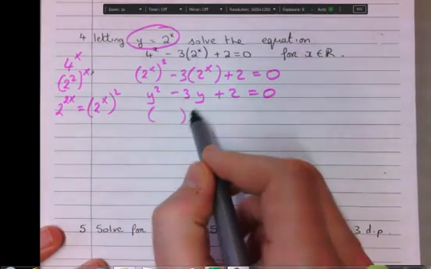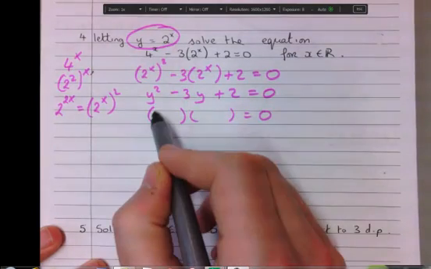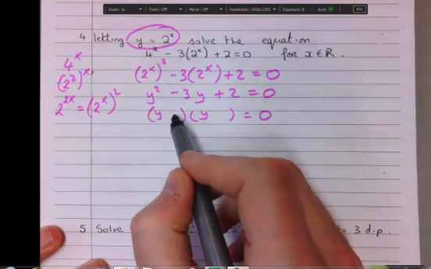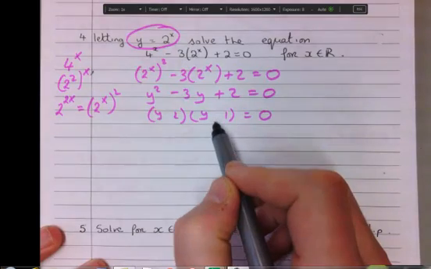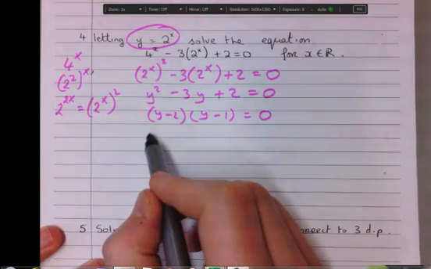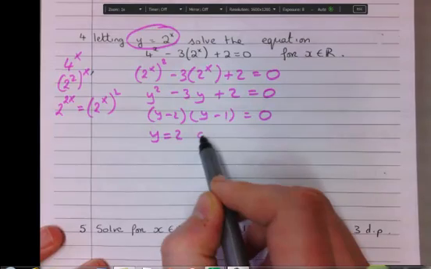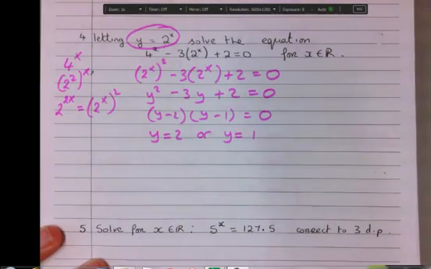I'm going to solve that out via factorization. So y, I need a 2 and a 1. I need a minus and a minus. So I'll get y is equal to 2 or y is equal to 1.